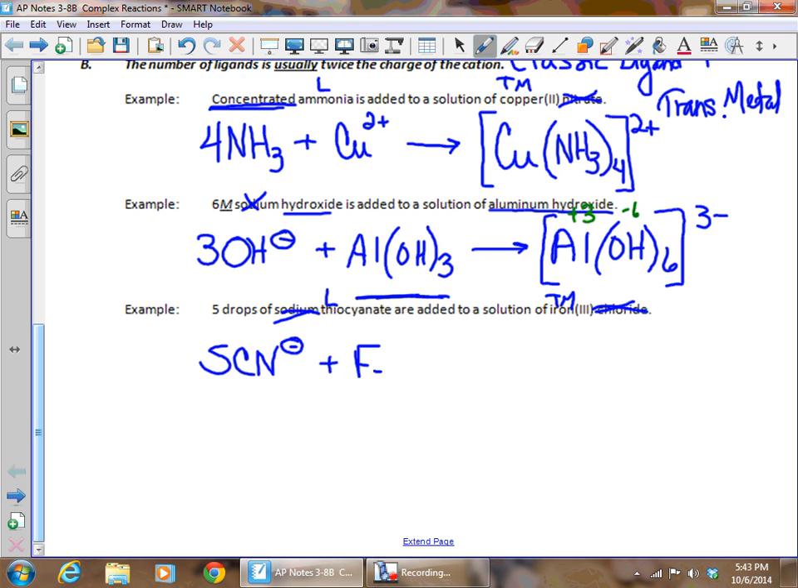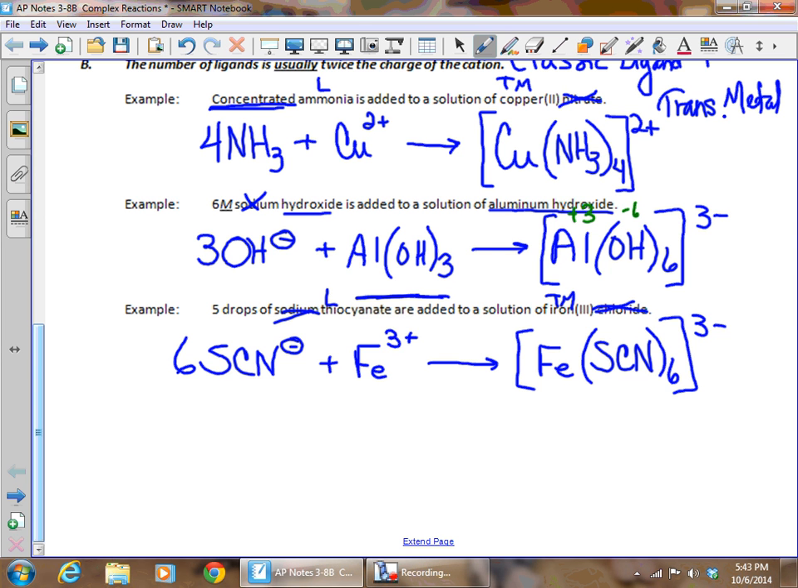reacting with the iron 3+, and you can do it with the FeSCN 2+, but I personally like to just keep it double the charge all the time. So I'm going to write it like this, FeSCN 6. And if we do that, our 3+ and our 6-, we're going to be here with that for the charge with a 3-. And of course, we need 6 of our thiocyanates to react with it.